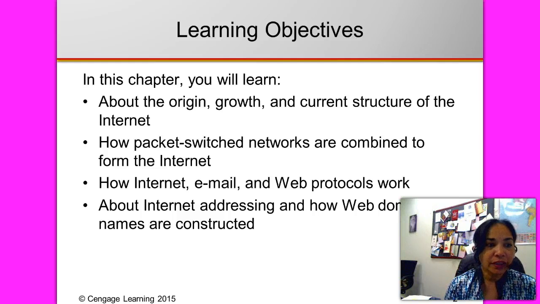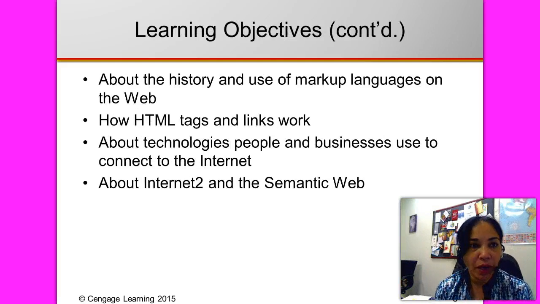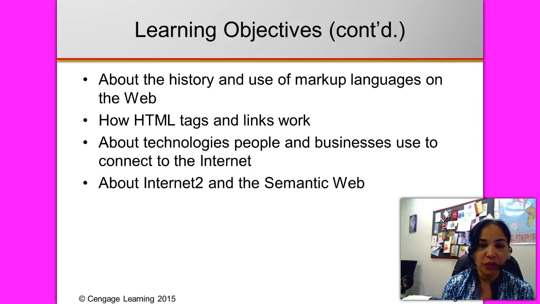We'll discuss Internet addressing and how web domain names are constructed, the history and use of markup languages on the web, how HTML tags and links work, about technologies people and businesses use to connect to the Internet, and also about Internet 2 and the Semantic Web.